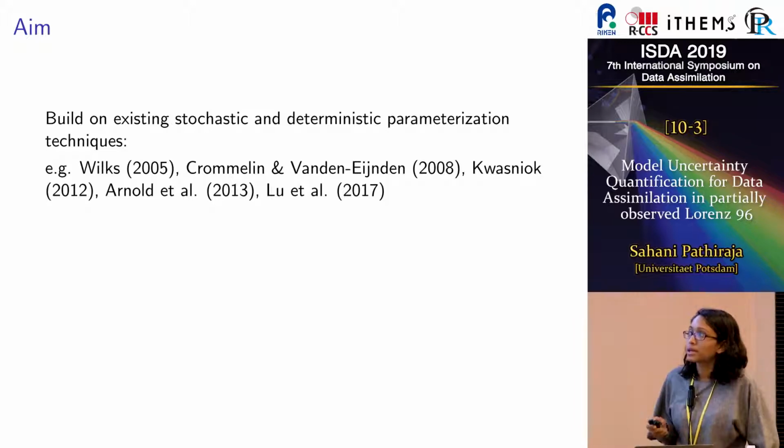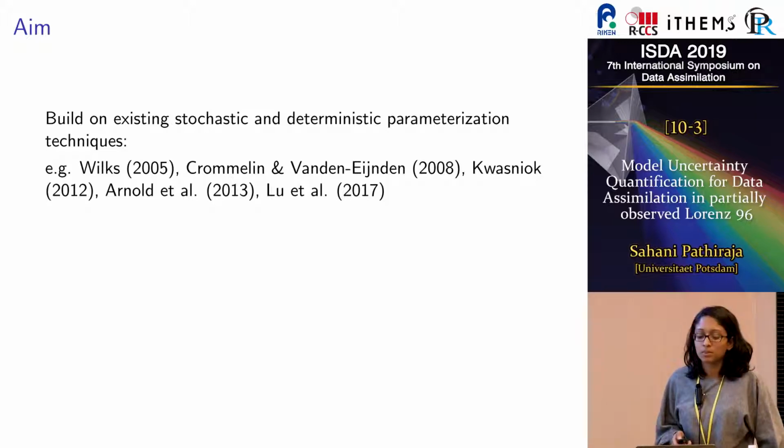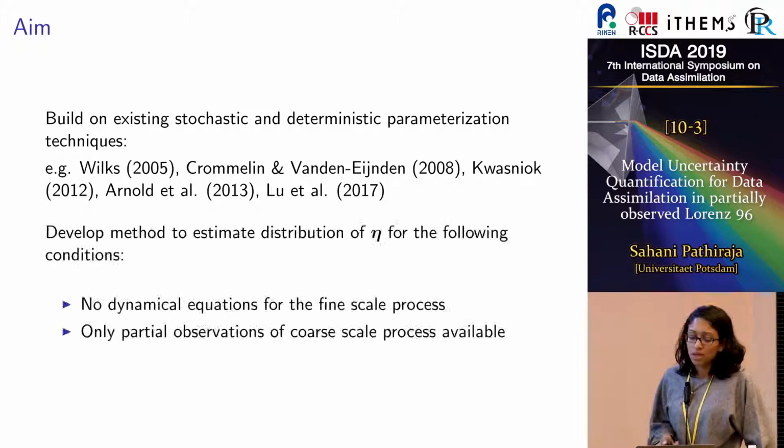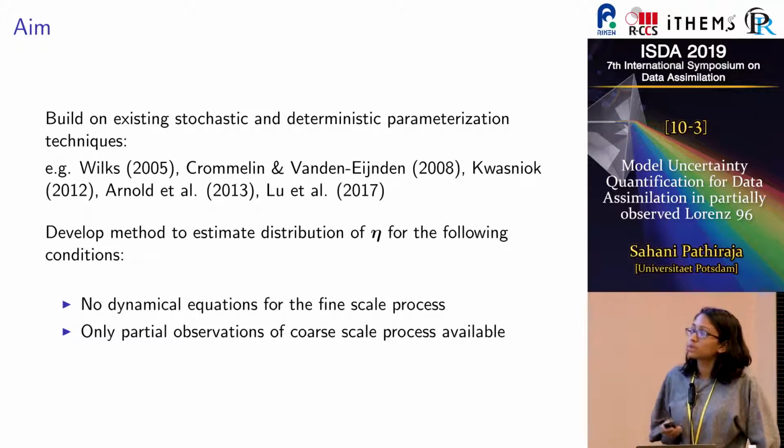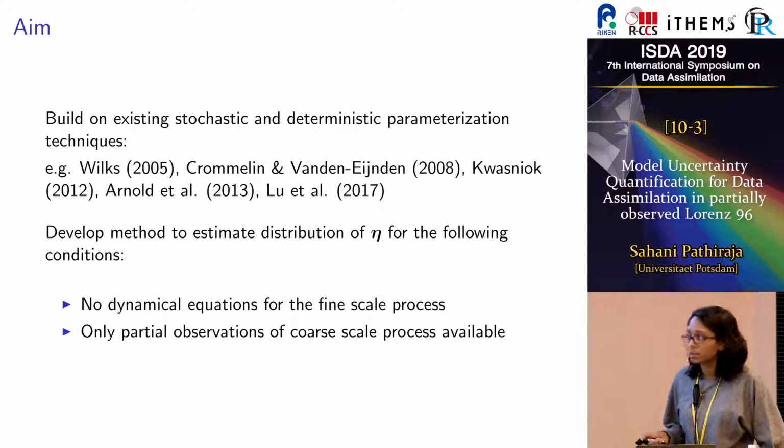What we're proposing here today is to some extent inspired by these approaches, but tries to build on it in that we're trying to estimate the distribution of these etas under very specific conditions. So we assume that we don't have any dynamical equations of the fine-scale process, and also only partial observations of the resolved or the coarse scale process. So unfortunately, these parameterization schemes don't work for this setting because they all require data of the fine-scale process.